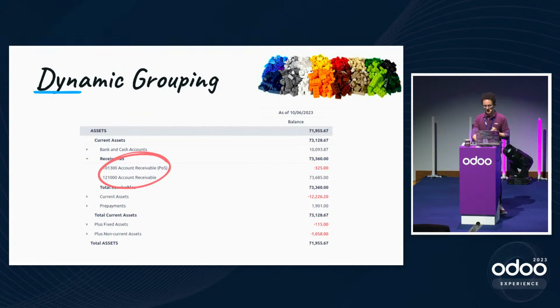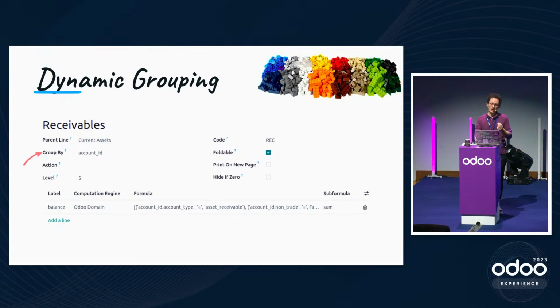How does that work? Well, actually, it's a generic feature. On the receivables line, on the form view, you have this group by field, and you have account ID written in it. That's what's doing the magic here. And what can we do with that exactly?